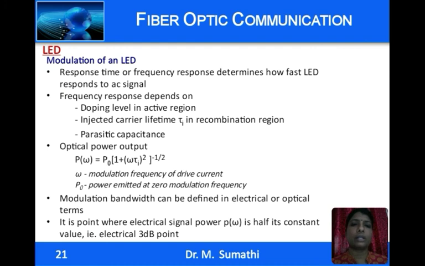modulation bandwidth can be defined either as an optical or electrical bandwidth. But the input to a source or an LED is electrical signal. So, we normally consider modulation bandwidth of the system with respect to electrical terms. So, the modulation bandwidth in terms of electrical signal, it is a point where the electrical signal is half of its constant value, that is the electrical 3 dB output.